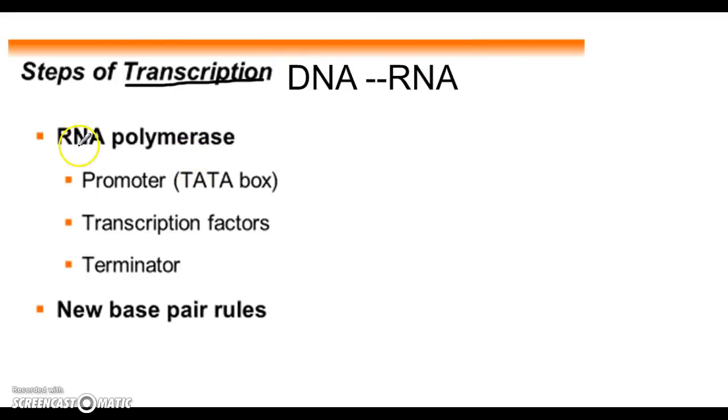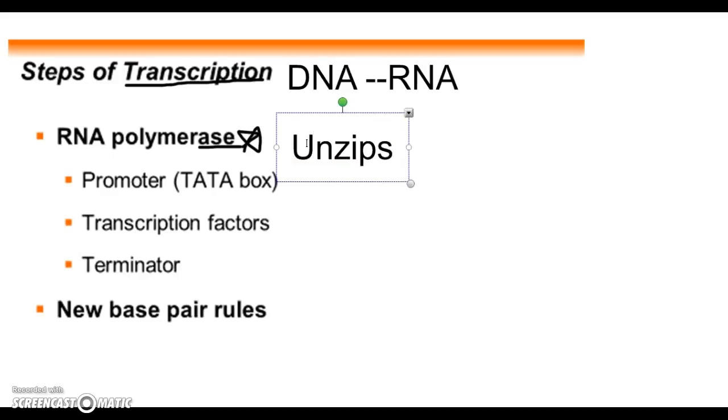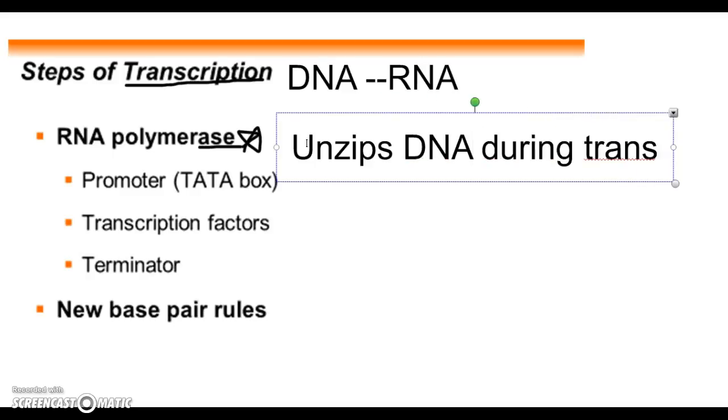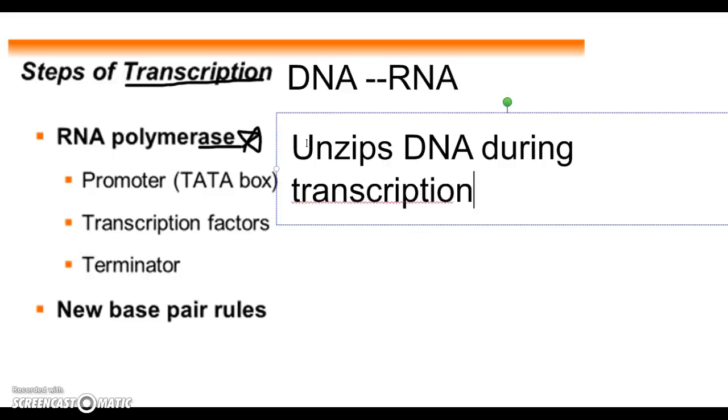So luckily, unlike replication, there's only one enzyme to know. Again, ASE tells you this is the enzyme here. Okay, so RNA polymerase really has two functions. It is going to unzip DNA during transcription, and it's going to build RNA. That's why its name is RNA polymerase.